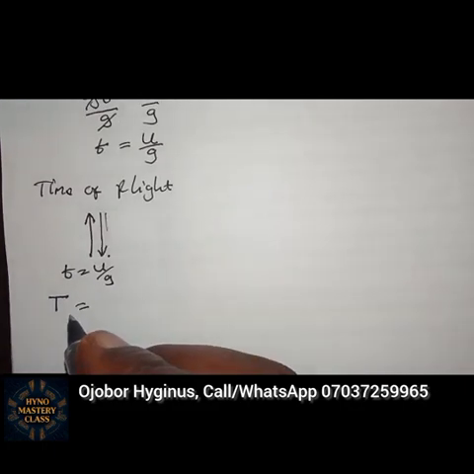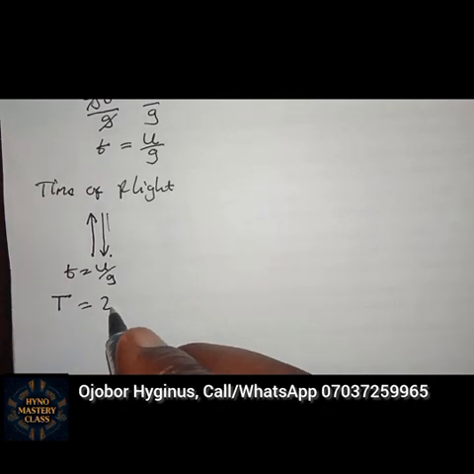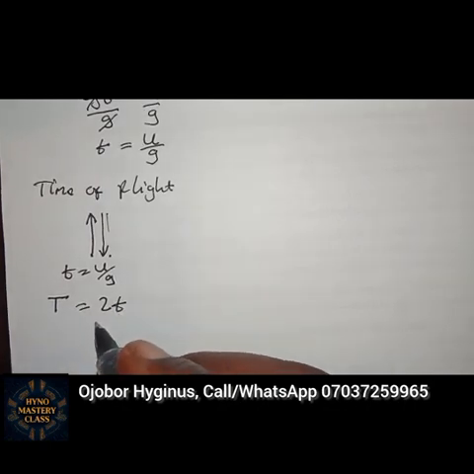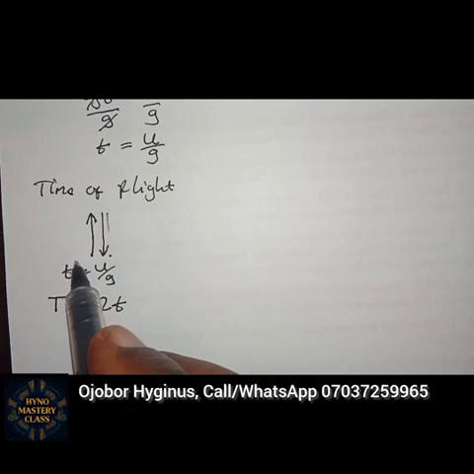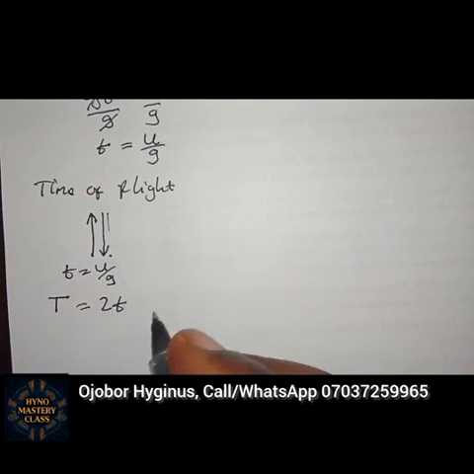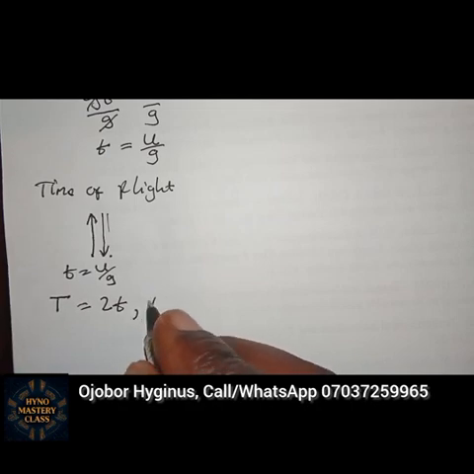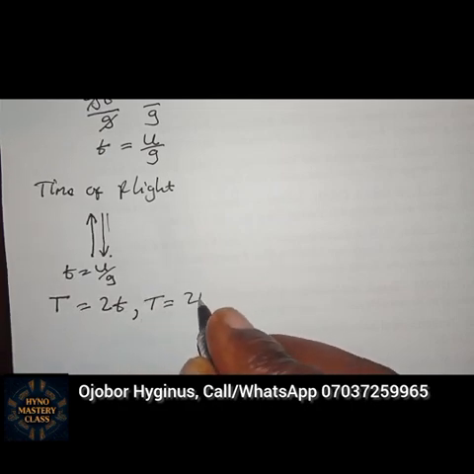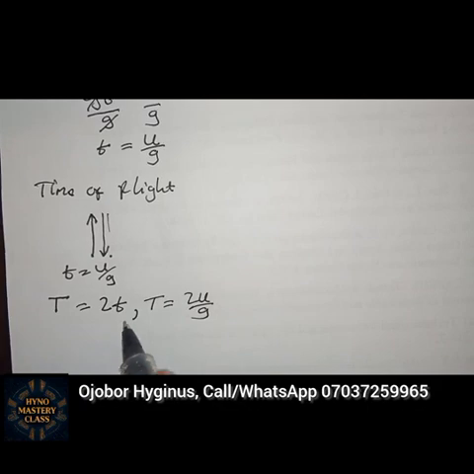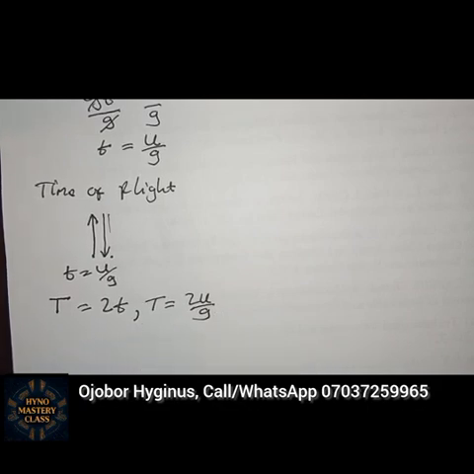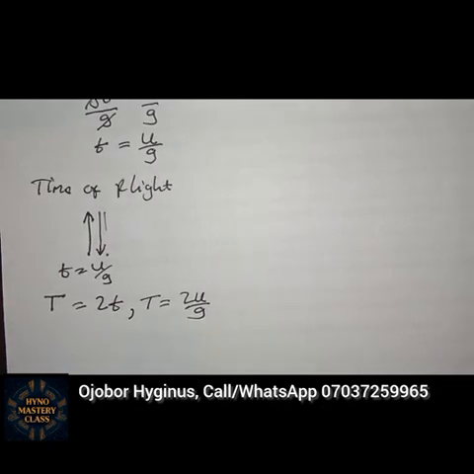So one can comfortably say that time of flight is twice the time to get to maximum height, if the point of projection is level. Okay, so if that is the case, it therefore means that time of flight is equal to 2u over g, since the time to get to maximum height is u over g for a body projected vertically.